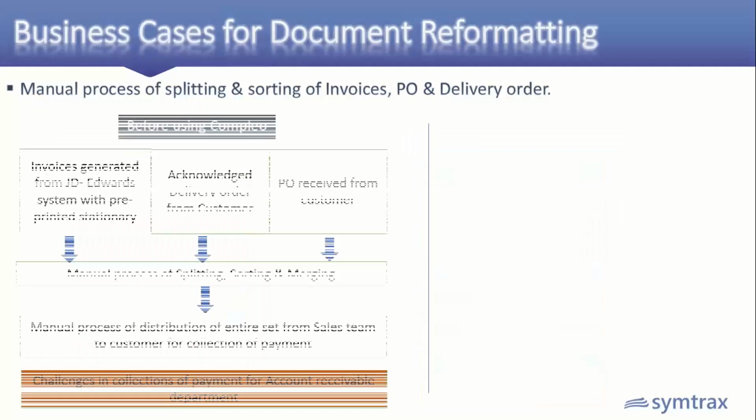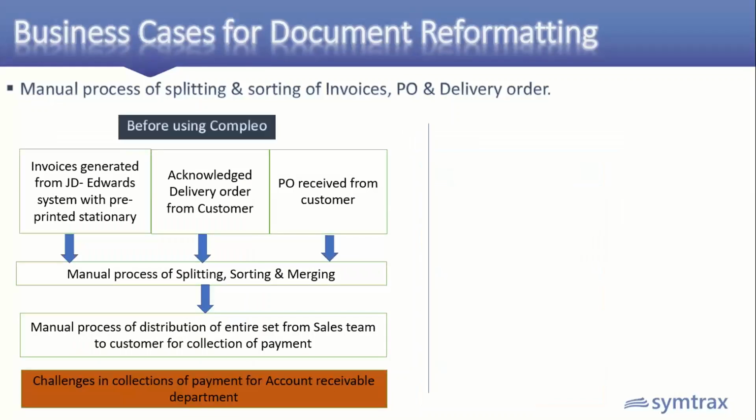Moving further, now we'll discuss another business case from the manufacturing industry, from Oman. Before using Complio, they were facing challenges in terms of manual splitting and sorting of invoices generated from JD Edwards, then delivery notes and purchase orders. So their sales team had to merge them manually. Then their sales team had to go to the customer location with the entire set of documents. Eventually, the finance team was facing challenges in payment collection.